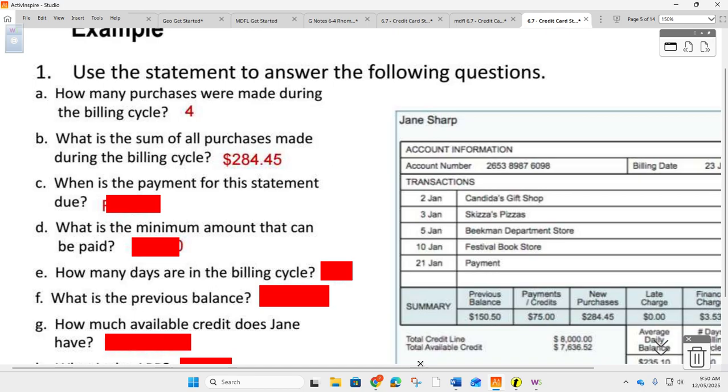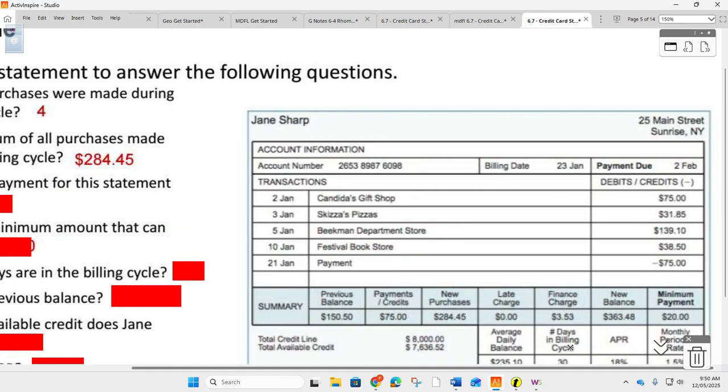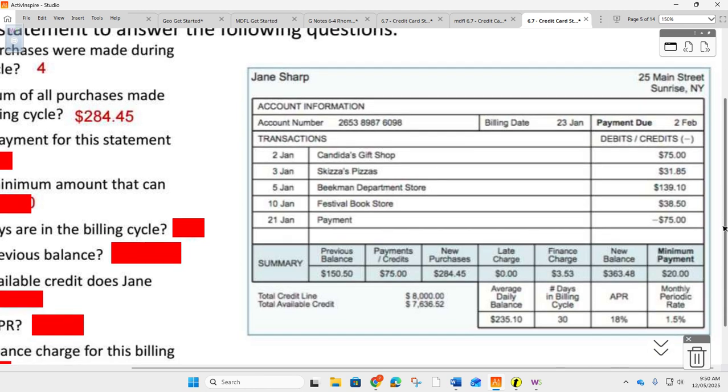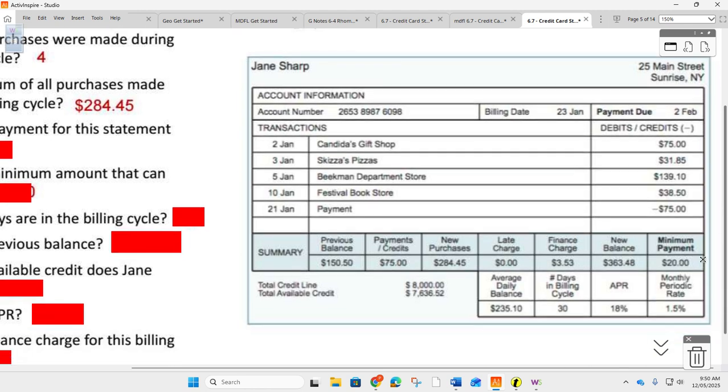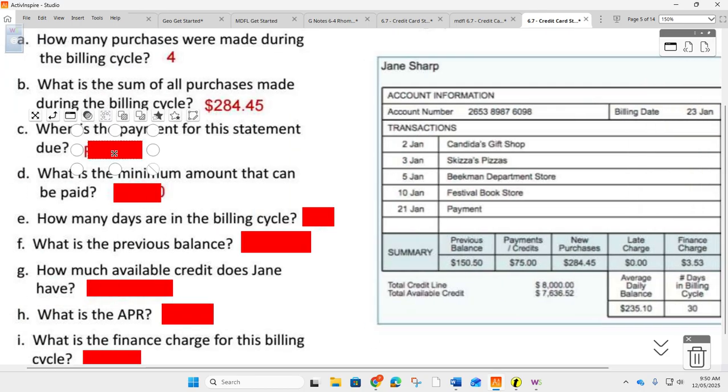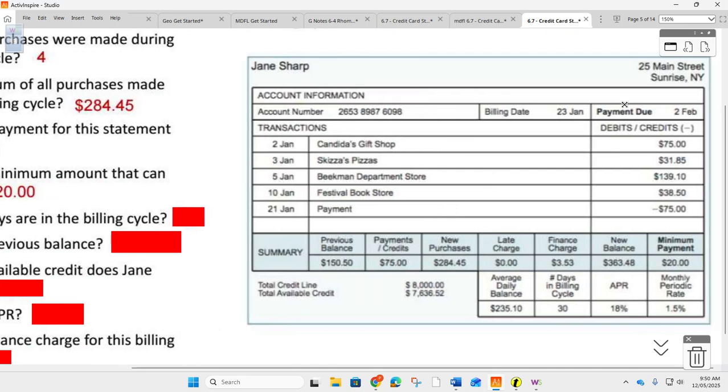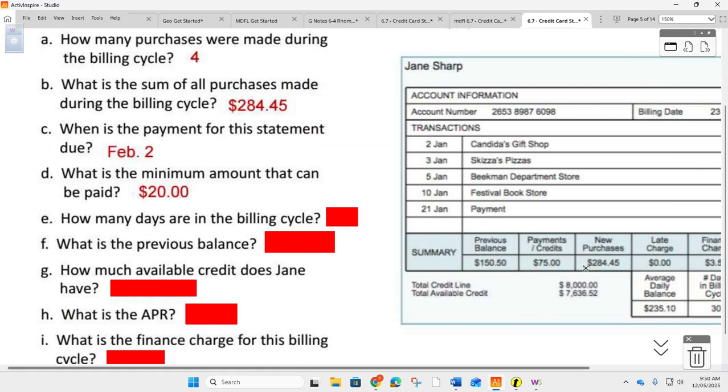What is the payment due? The minimum payment due this month, Kayla? Look up here on mine. Can you see mine? Yes. Oh, I always do that. This is the $20. The due date is February 2nd. And remember, it's given. They have to give you the due date up there. They have to give you all this information. By law, they're required to give you everything on here.